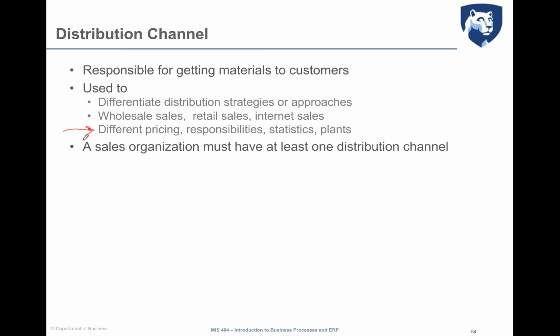A sales organization, in order to be effective and reach the market, of course needs to have at least one distribution channel, because otherwise we don't have any association on how salespeople can reach the final market.